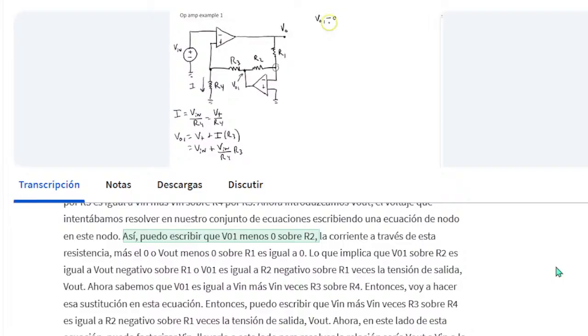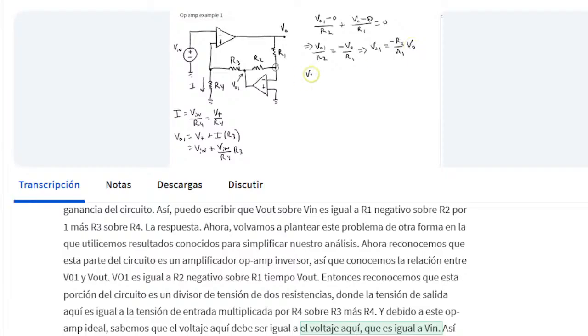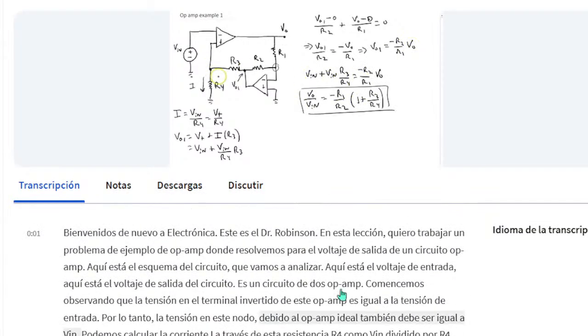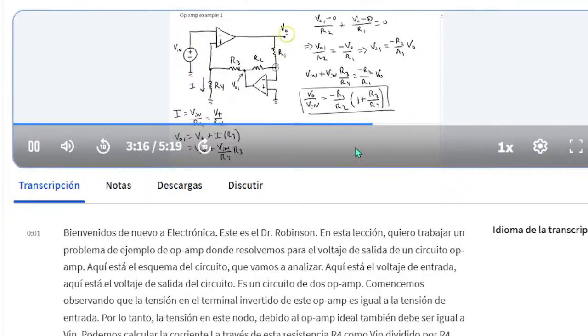The answer. Now let's rework this problem in another way, where we use known results to simplify our analysis. Now we recognize that this portion of the circuit is an inverting op-amp amplifier, so we know the relationship between V01 and V out. V01 is equal to negative R2 over R1 times V out. Then we recognize this portion of the circuit as a 2-resistor voltage divider, where the output voltage here is equal to the input voltage times R4 over R3 plus R4. And because of this ideal op-amp, we know that the voltage here must be equal to the voltage here, which is equal to Vn.